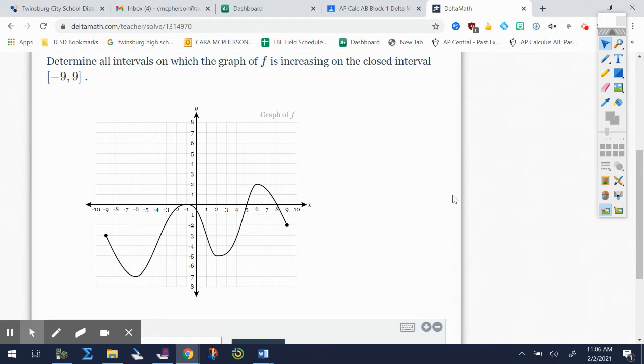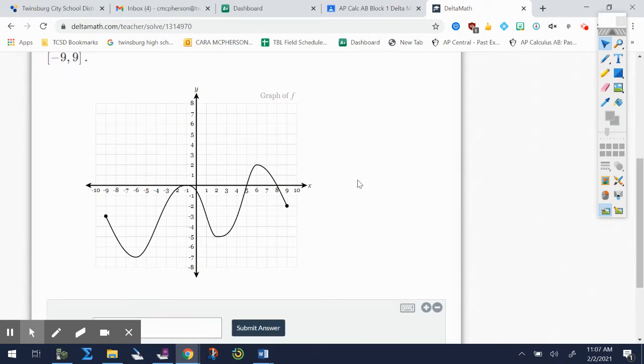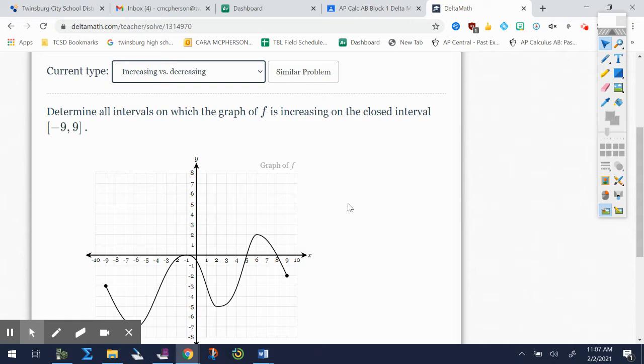So increasing means it's on its way up. It has a positive slope. So we're going to set up intervals for that. There's a lot of ways to write them. So part of this video is just to get you comfortable with writing. And then decreasing, if it says decreasing, it's when it's on its way down or we have a negative slope. So with this one, it wants all the intervals that it's increasing.